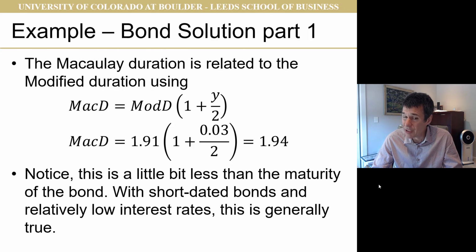If the maturity of the bond is really far out in the future, it's going to be quite a bit less. For example, a 30-year bond typically has a Macaulay duration of like 21 or 22 years, something like that. But a 5-year bond would have a Macaulay duration of like 4.8, 4.9, something like that. 2-year, 1.94.